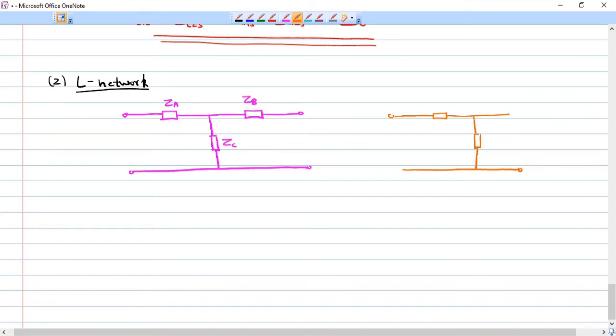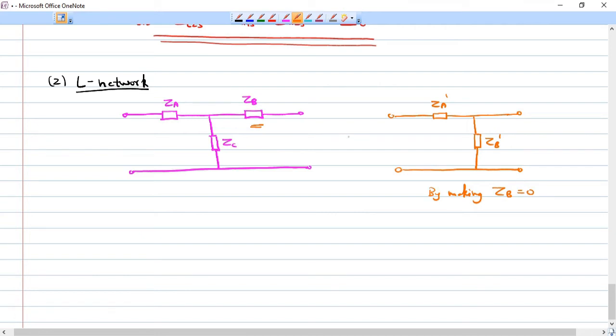So this is our L network. L network is basically an asymmetrical network. Let me call the series impedance ZA dash and the shunt arm impedance ZB dash. This T network could be transformed to this kind of L network by making the series impedance ZB equal to 0.